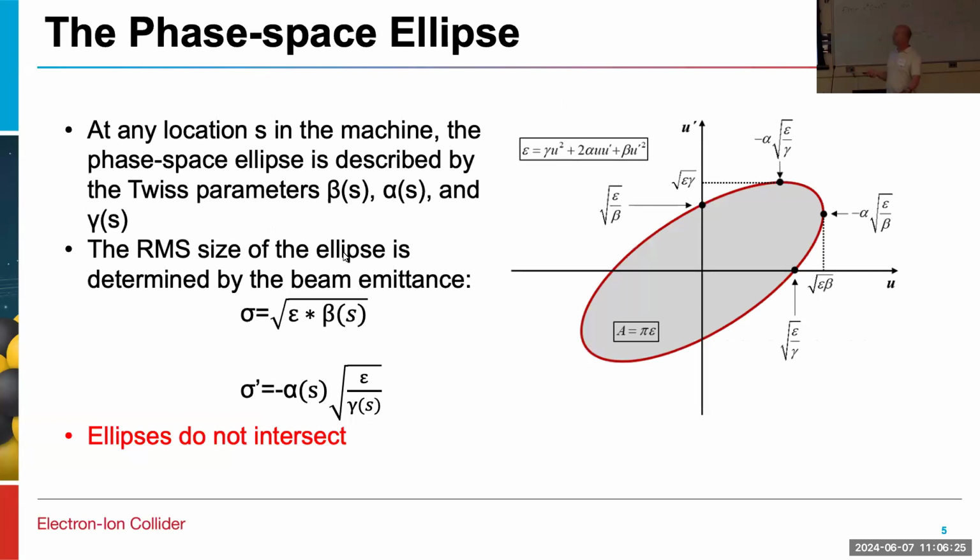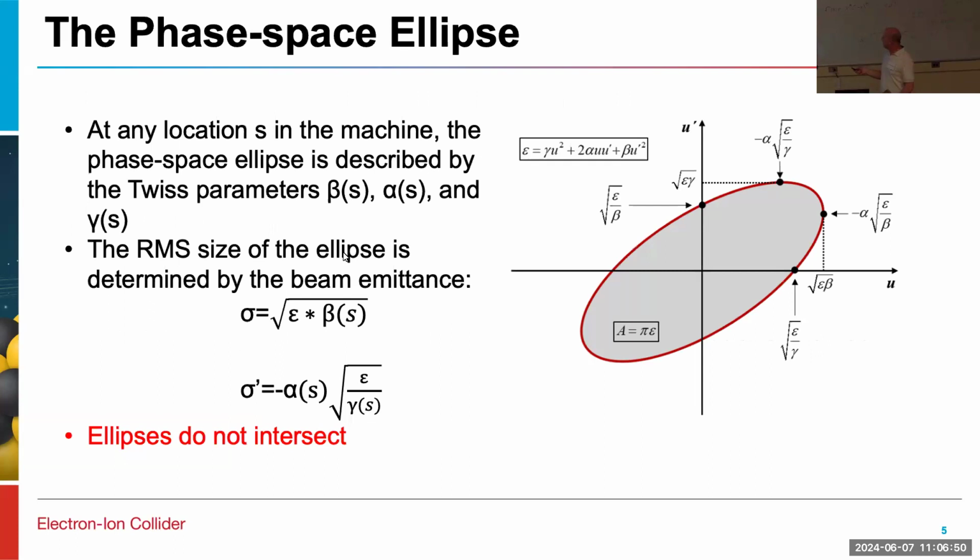Okay, another important thing that we have to introduce here, or at least repeat here, is the phase space ellipse. So this is here the phase space ellipse, let's say that's in the horizontal plane, so x prime, right? The axes here are labeled with u and u prime because in the vertical it's the same.